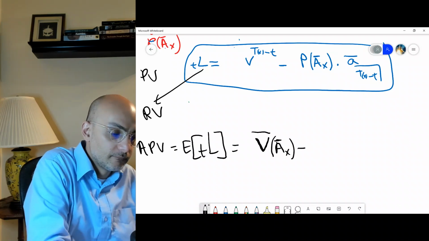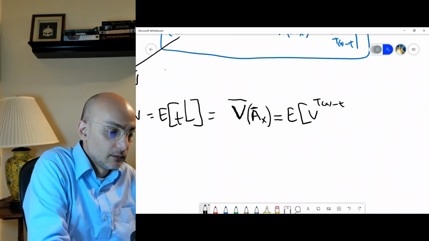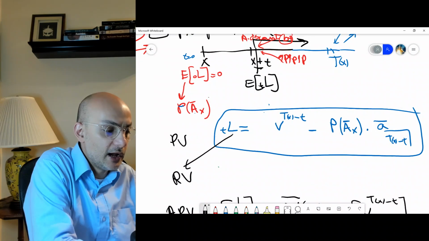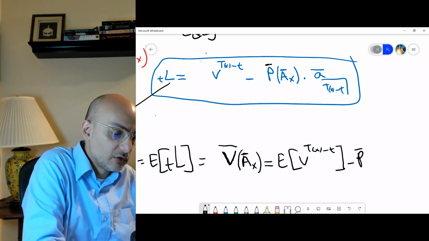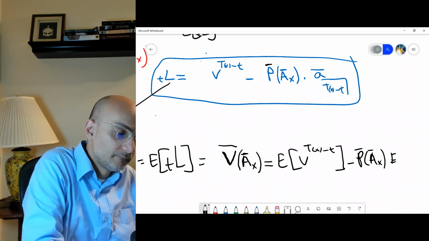Right? Now we take the expected value of v^(T_x minus t). We subtract t because we are not at the beginning, we are here now. Right? Minus, remember the premium is already set. We calculated it. How did we calculate it? At time 0 we look at the expected value of the loss, we equate it to 0 and we solve for P. Now P is constant. Oh, there is a bar here, sorry. P is a constant, and it is multiplied by the expected value of the annuity.